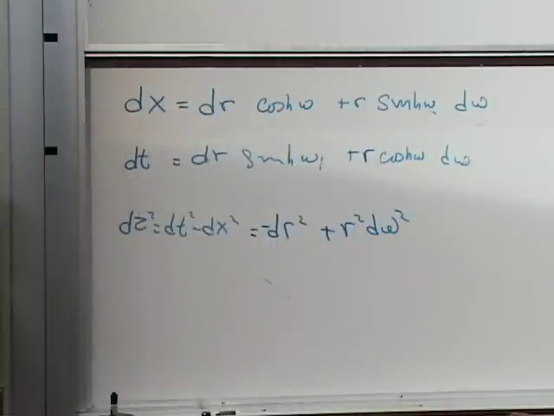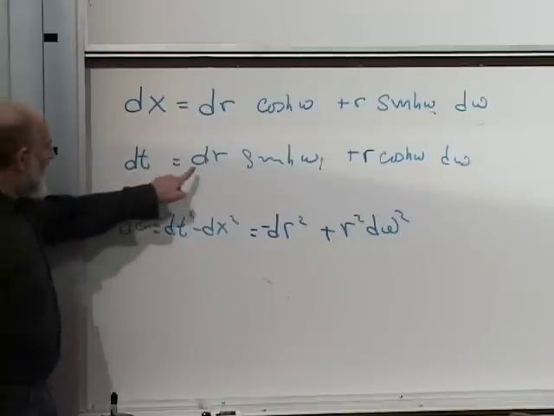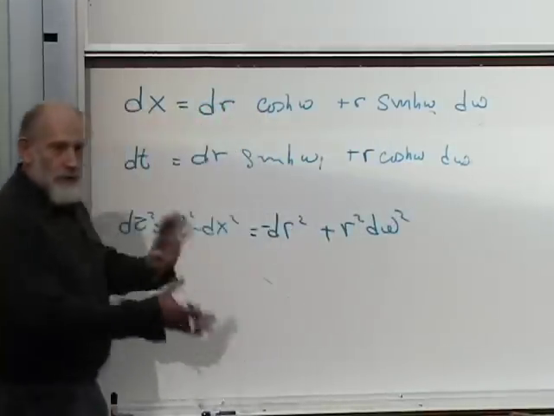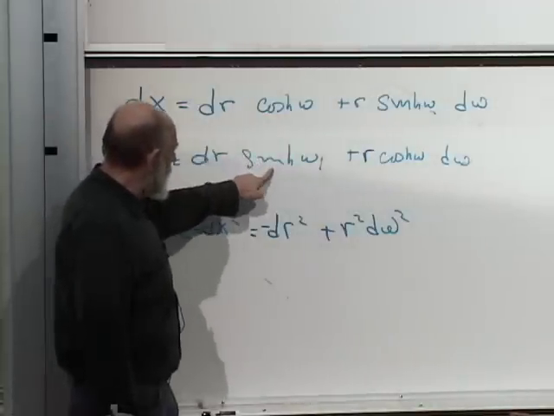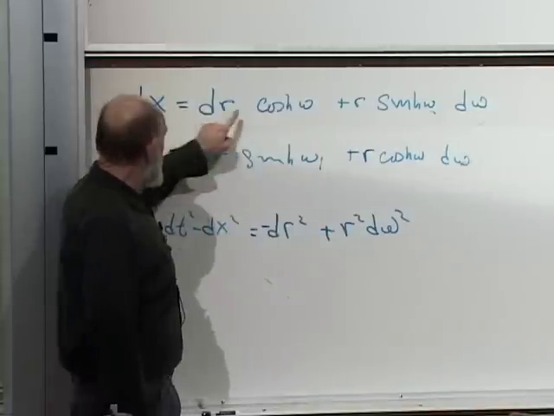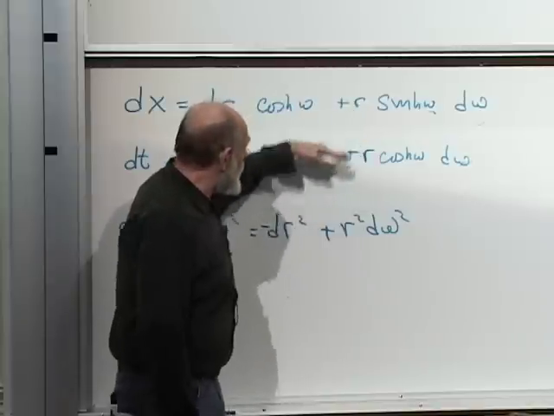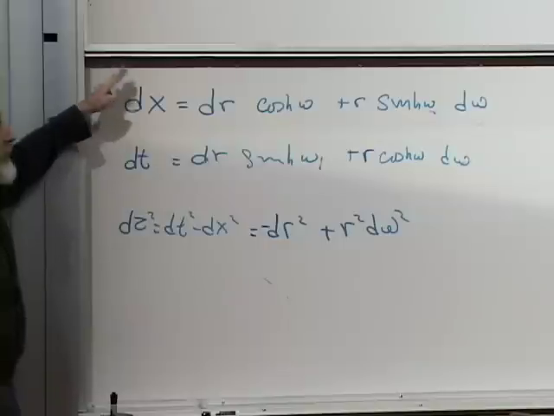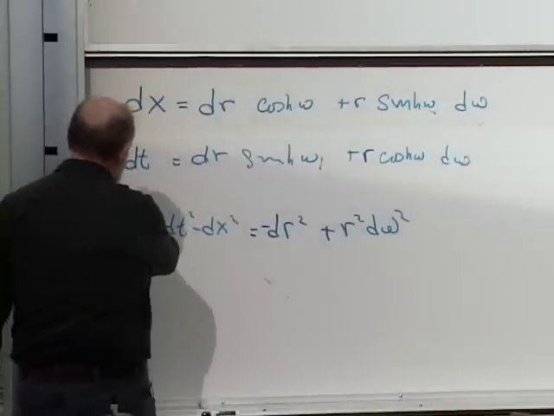And then there's going to be some other terms. There's going to be a term, for example, from dt squared here, with dr times d omega, a cross term in the metric. But let's look at it. It's going to have sinh omega cosh omega times r. Well, there's going to be a cross term from here, cosh omega sinh omega times r. The two cross terms are the same, except that we're subtracting dx squared from dt squared. The result is they cancel. There are no cross terms. This is the metric.